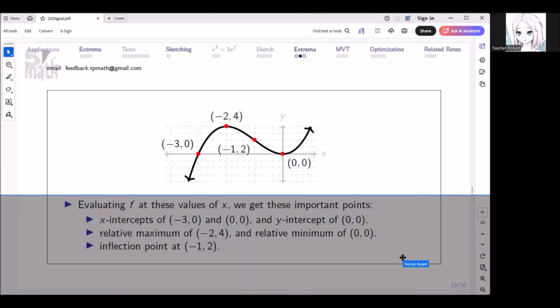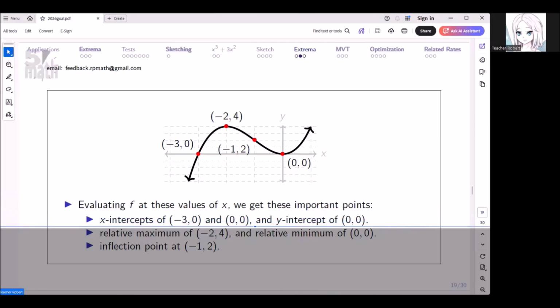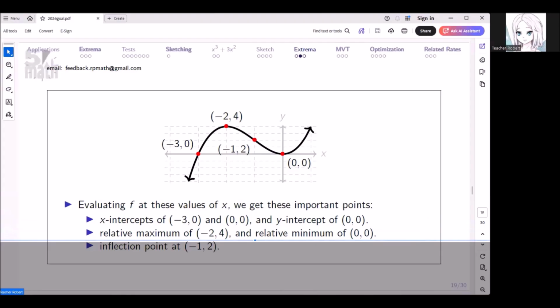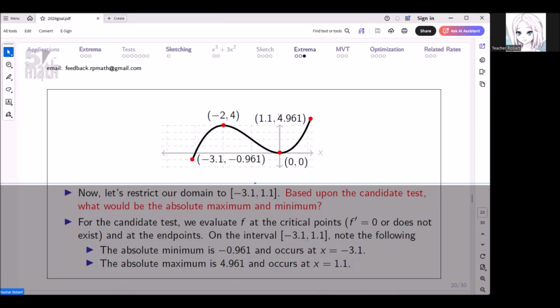Here is a picture. Evaluating f at these values of x, we get these important points. X-intercepts of negative 3, 0, and 0, 0, and y-intercept of 0, 0. Relative maximum of minus 2, 4, and relative minimum of 0, 0. Inflection point at minus 1, 2. Here's the picture.